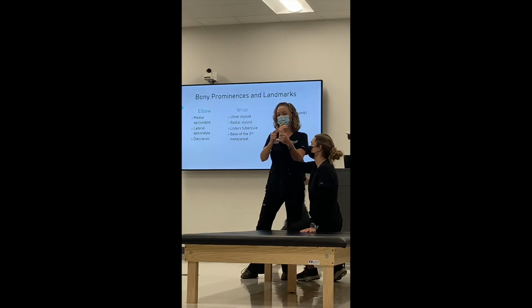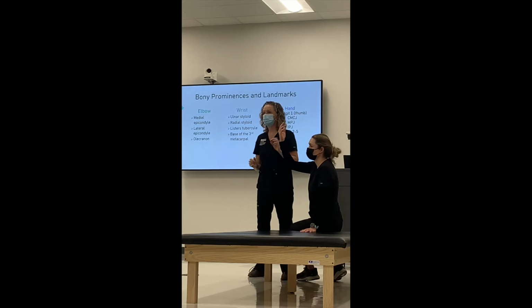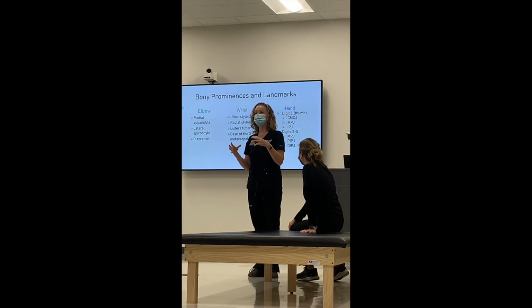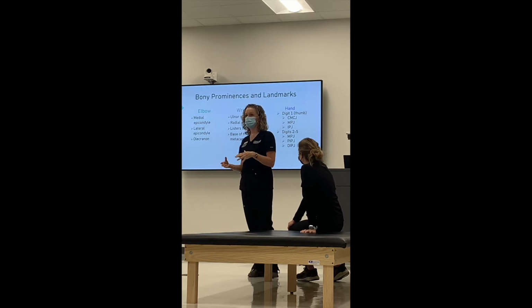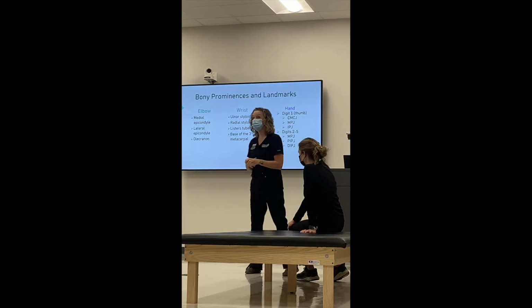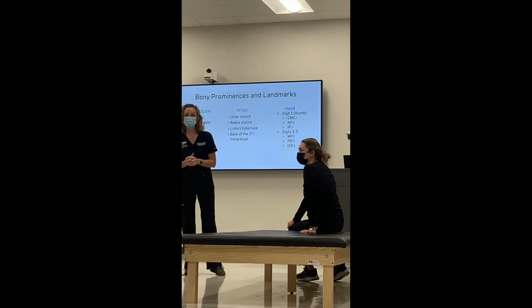So your first joint here is your metacarpal joint here. On the thumb, the first joint is the carpometacarpal joint, or the CMC joint. This one is called the interphalangeal joint, or the IP joint. On your digits 2 through 5, you've got the PIP, the proximal interphalangeal joint, on all those, and then the distal interphalangeal joint. Okay? So those are the landmarks that you're going to need for your range of motion. All right? Any questions so far? No? Okay.